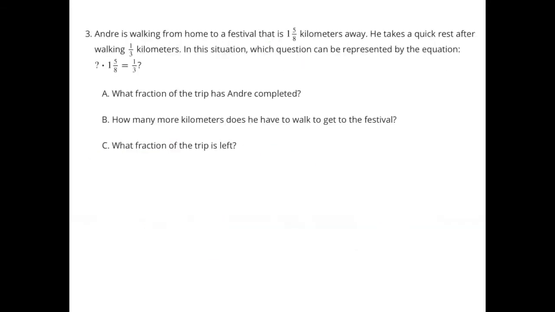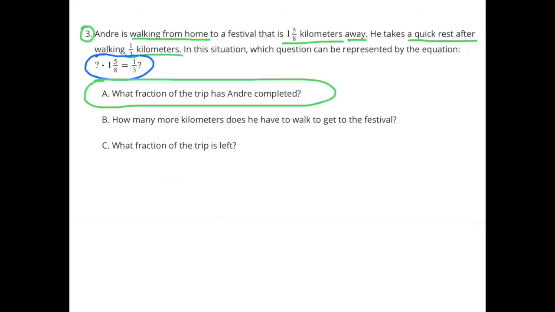Number 3. Andre is walking from home to a festival that is 1 5/8 kilometers away. He takes a quick rest after walking 1/3 kilometers. In this situation, which question can be represented by the equation, what number times 1 5/8 equals 1/3? A. What fraction of the trip has Andre completed? This is the sentence that best represents the equation.